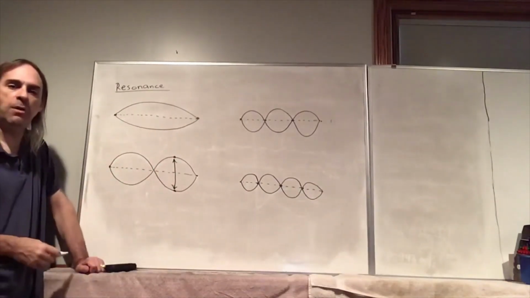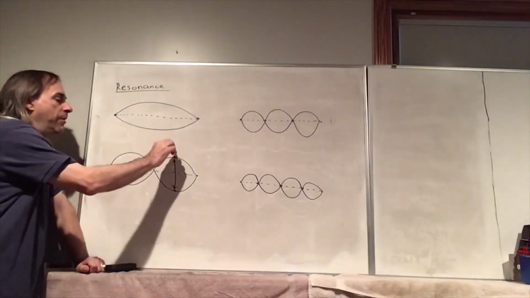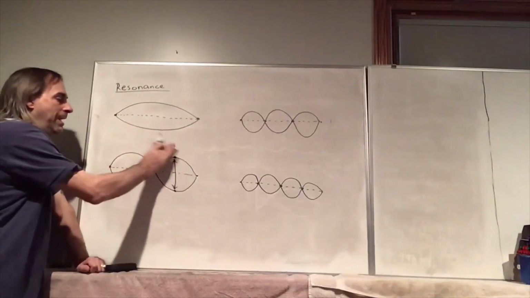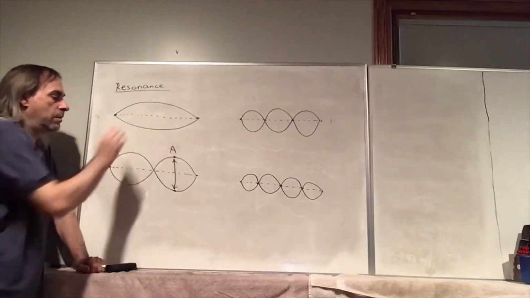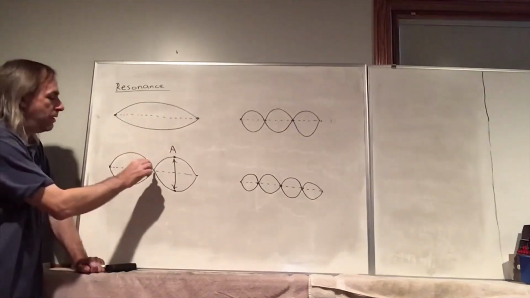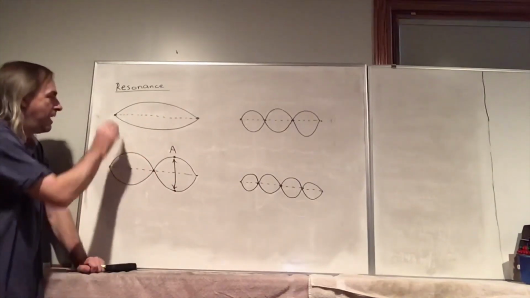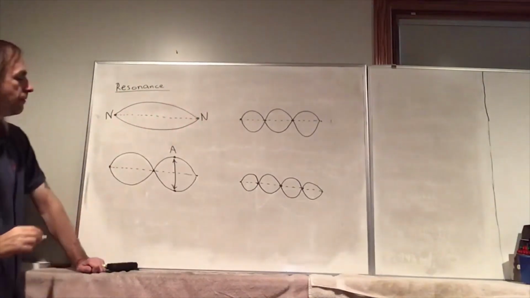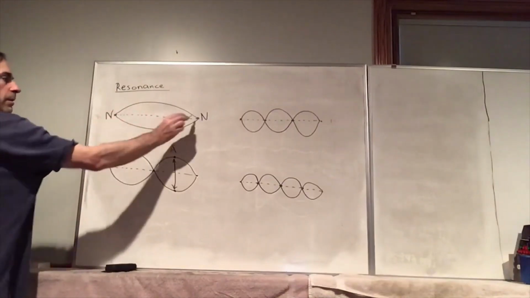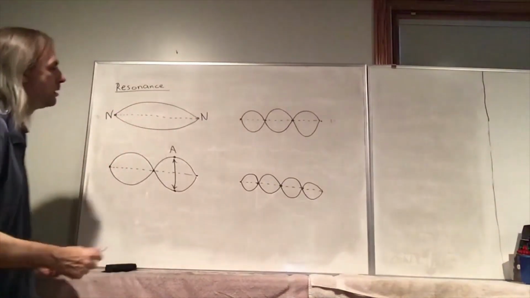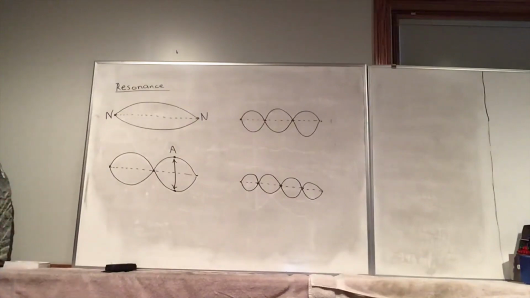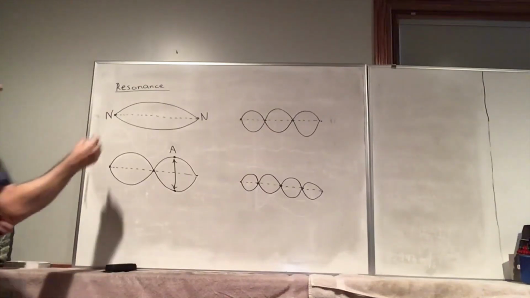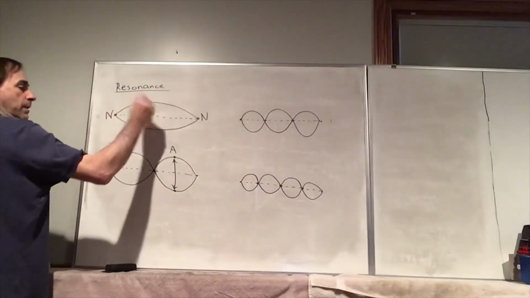When we have a maximum amplitude, we call this an antinode. I'll just write an A for antinode. And there's a couple points here, like the end points are always fixed. We call those nodes. And so here, the end points, we're always going to have two nodes for a wave on a string. And then we'd have an antinode in the middle, in this case.